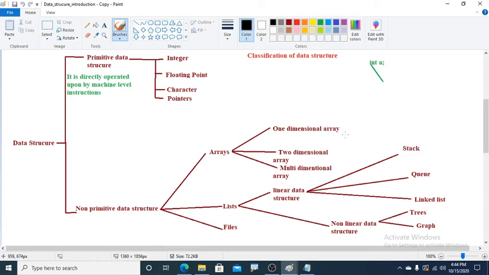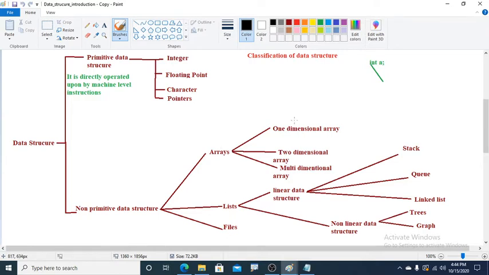Today we are discussing the continuation part of data structures, part 2. In the previous class we discussed the classification of a data structure. Data structure is divided into two different types: primitive data structure and non-primitive data structure. Primitive data structures are again four types: integer type, floating type, character type and pointer type. Non-primitive data structures are three types: arrays, lists and files.